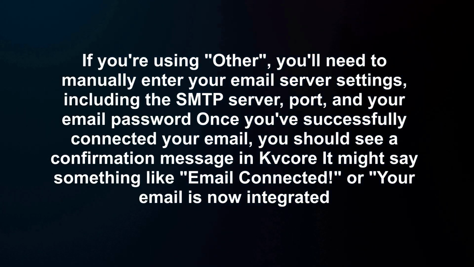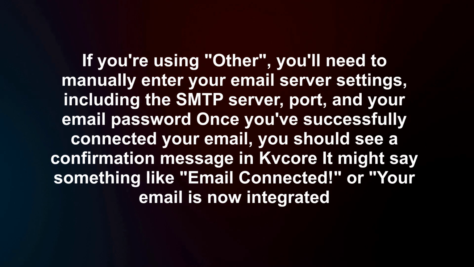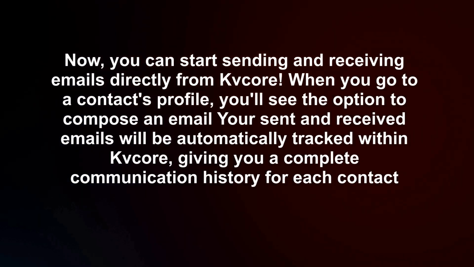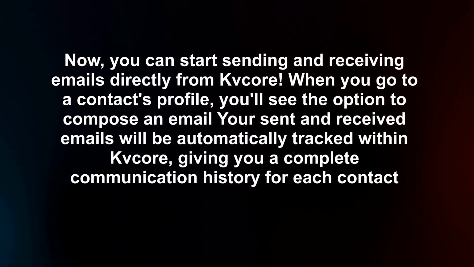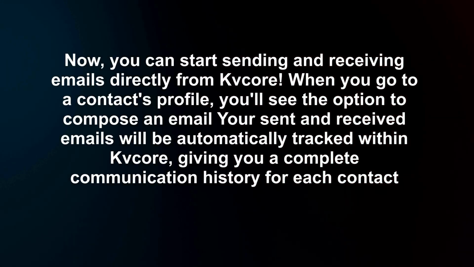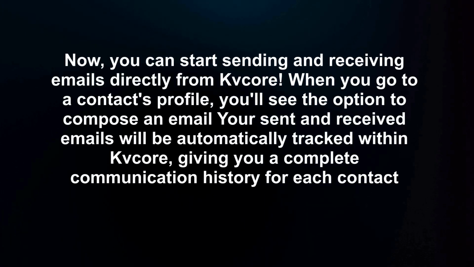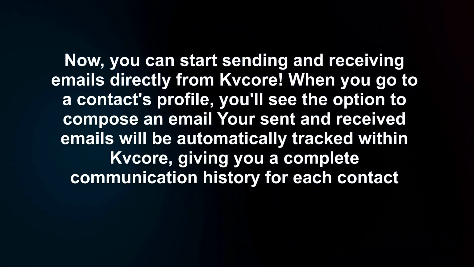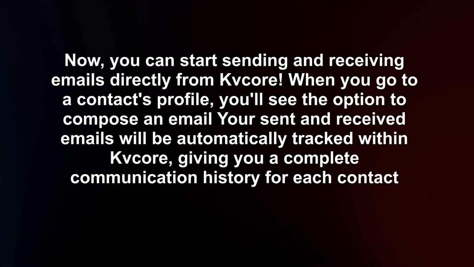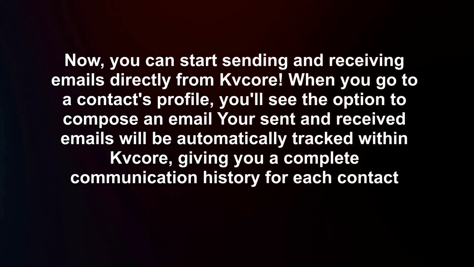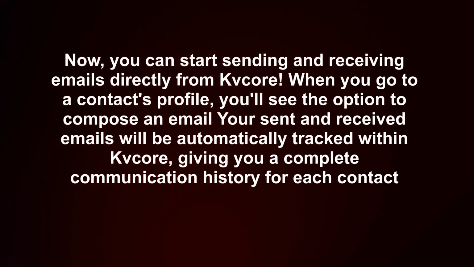Once you've successfully connected your email, you should see a confirmation message in Kvcore. It might say something like Email Connected, or Your email is now integrated. Now, you can start sending and receiving emails directly from Kvcore. When you go to a contact's profile, you'll see the option to compose an email. Your sent and received emails will be automatically tracked within Kvcore, giving you a complete communication history for each contact.